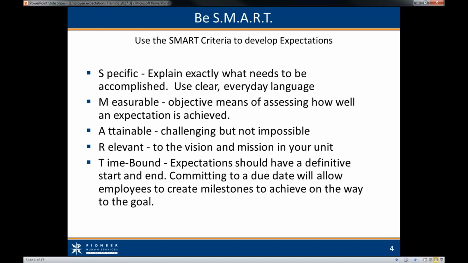Attainable. Performance expectations should be challenging but not impossible. Make sure it is within the employee's authority to accomplish. Make sure the employee has the skills and knowledge to fulfill the expectation, or the employee will be given the training. For relevancy, make sure they're relevant to the vision and mission of your unit and realistic within the time period and resources available. Time-bound, all expectations have a definite start and end date. Committing to a due date allows employees to create milestones to achieve along the way.